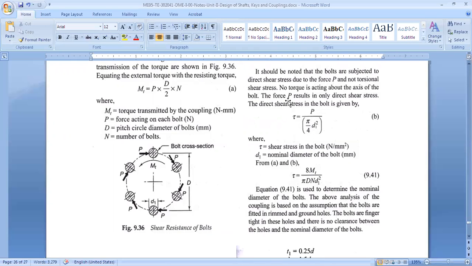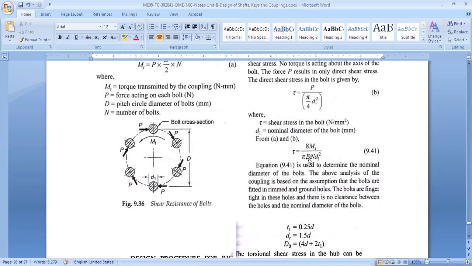So if we put this equation here, we get tau is equal to P upon pi by 4 d1 square. Let's try to put it in terms of P. From equation A, P is equal to 2MT upon DN. So put it here, we get 2MT upon DN divided by pi by 4 d1 square. So we get tau is equal to 8MT upon pi D N d1 square. So shear stress in a bolt is equal to 8MT upon pi D N d1 square.